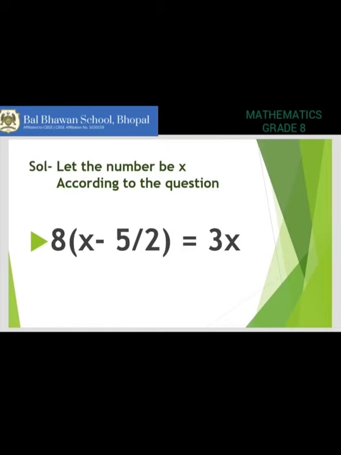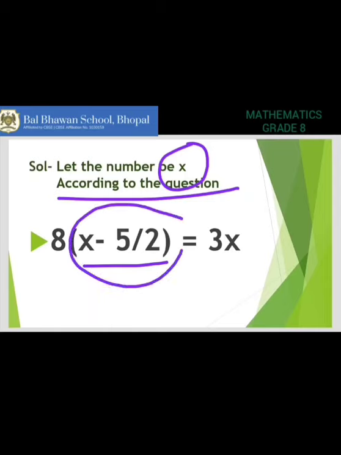Here I have written the linear equation in one variable for the given situation. Now you see that I have assumed the number to be x, and according to the question, 5 by 2 has to be subtracted from the number she thought of. So the number she thought of is x. After subtraction, the result which we receive has to be multiplied by 8. So I have written 8 outside the expression of subtraction.